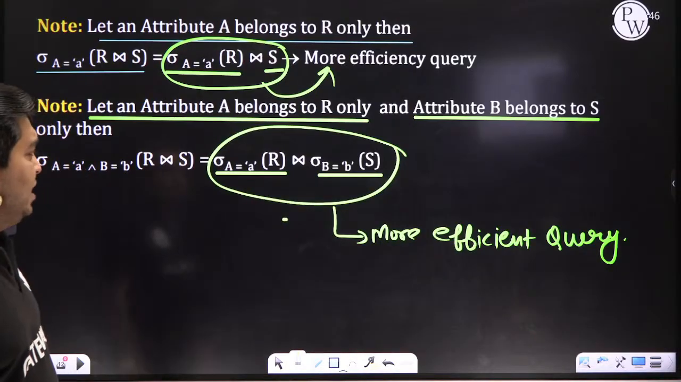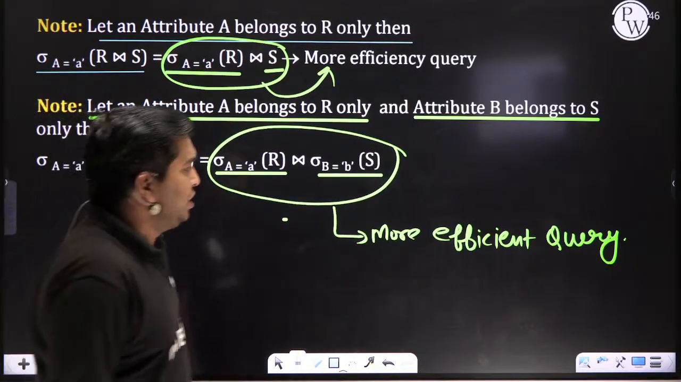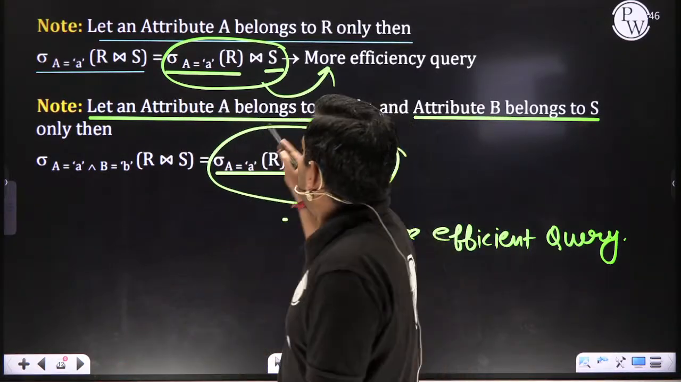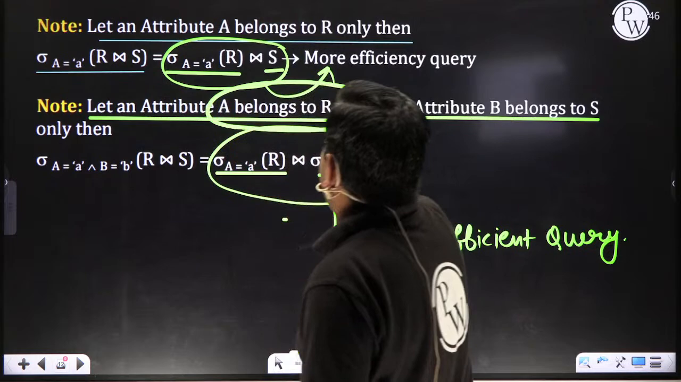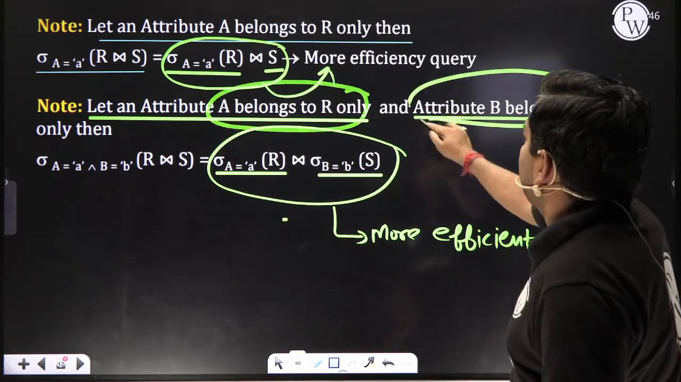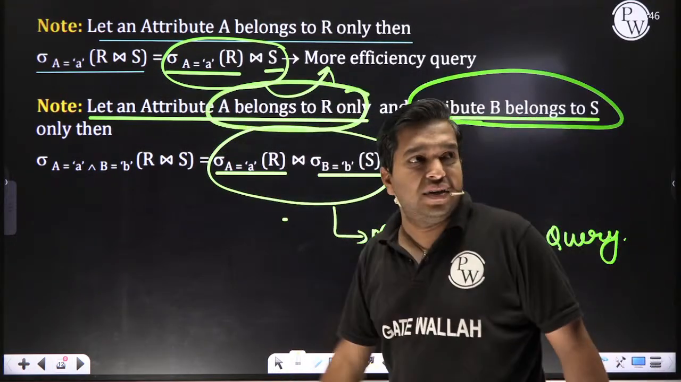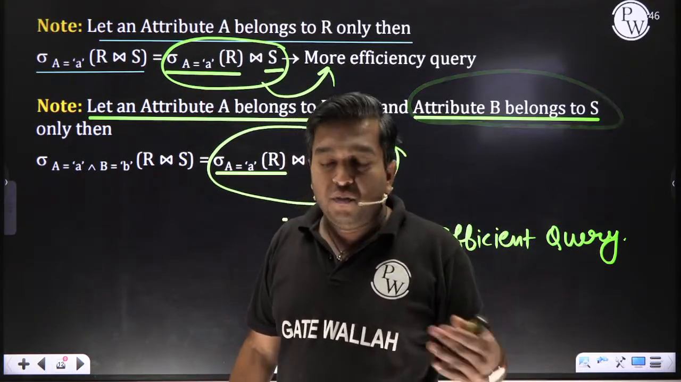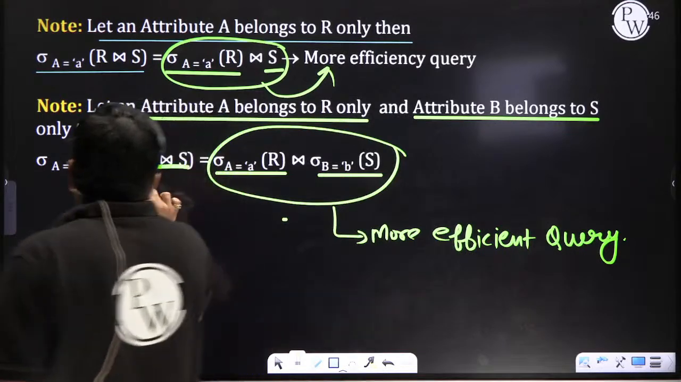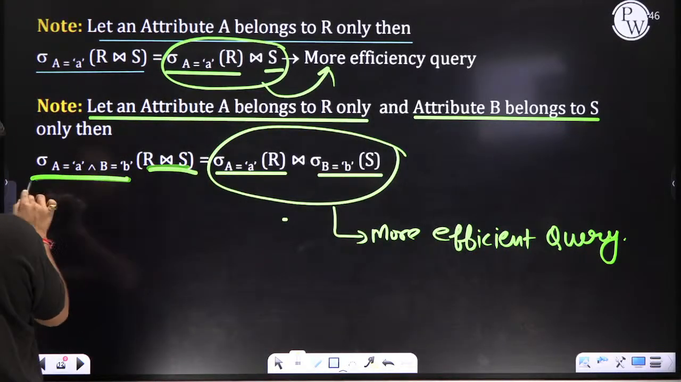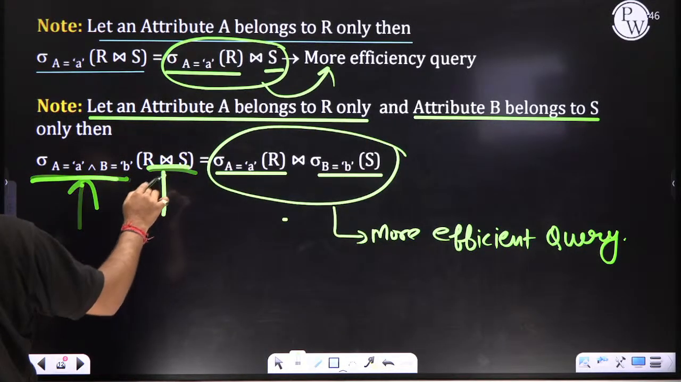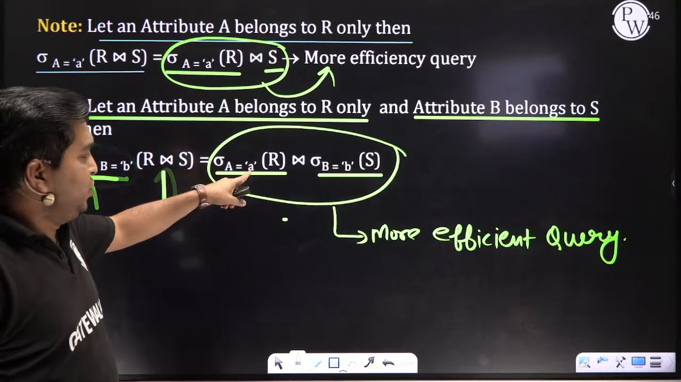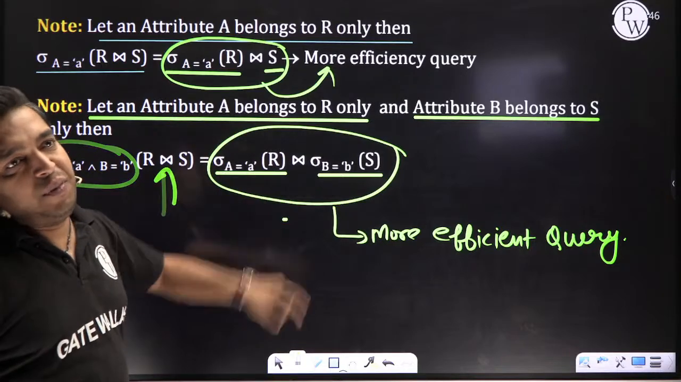Let's suppose you have to apply two conditions. One condition belongs to table R, and another condition belongs to table S. What is the best way? First you join, then apply the condition? That is not good. First you apply the condition, then perform the join.